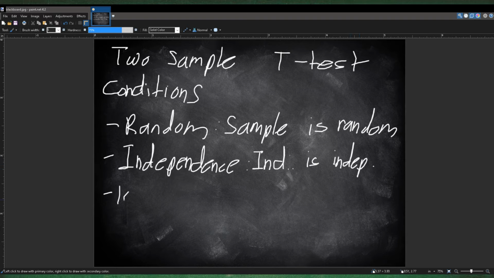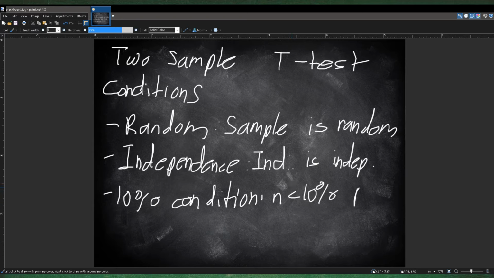And there's a 10% condition. So your sample size, which is n, has to be less than 10% of the population that you're measuring. Let's say you have 10 as your sample size, that means your population has to be 100 or more. It has to be over 100.